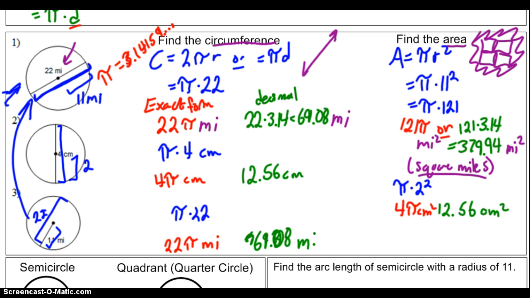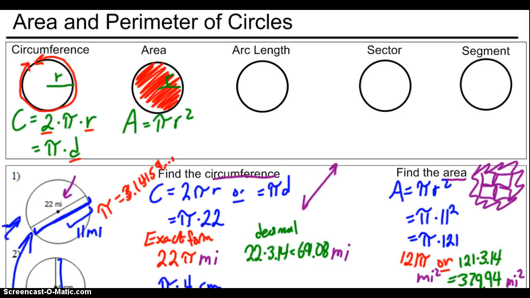The area, again, is going to be pi times 11 squared. So in exact form, that ends up being 121 pi. And in decimal form, that ends up being 379.94. Remember, those are both in miles squared. So we talked about the circumference and the area of a full circle, but what if I want to know the circumference and area of just part of a circle?